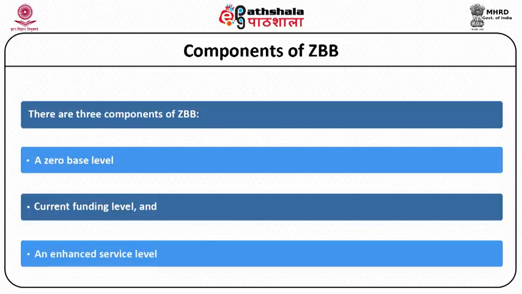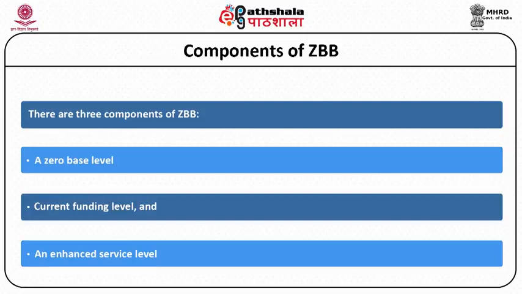After deciding the funding levels, we have to determine the impact of these funding levels, that is the zero-based level, current level and the enhanced level, on the programs of the decision unit for which the budget is prepared. Then, when we have already determined the impact of the funding level, the third point which needs importance is that we have to rank the decision packages for these three funding levels. That is the zero level, the current funding level and the enhanced level.